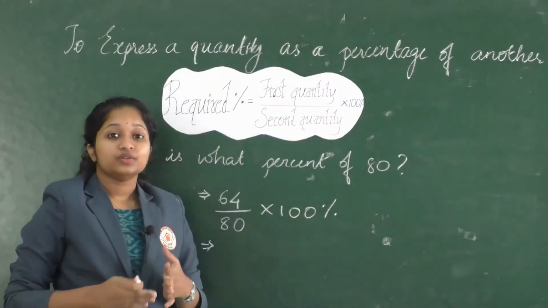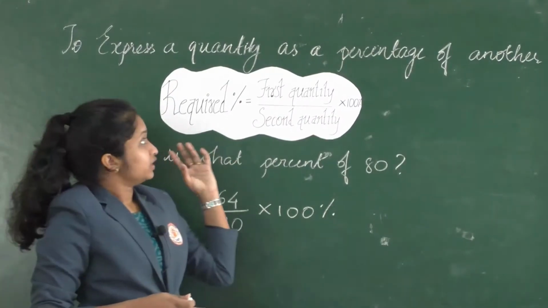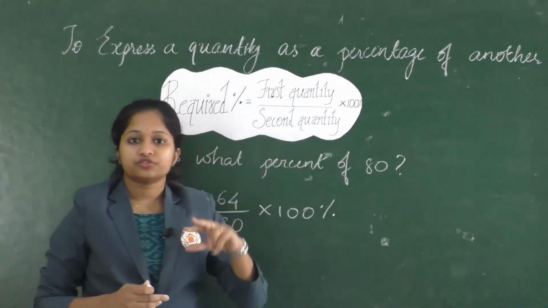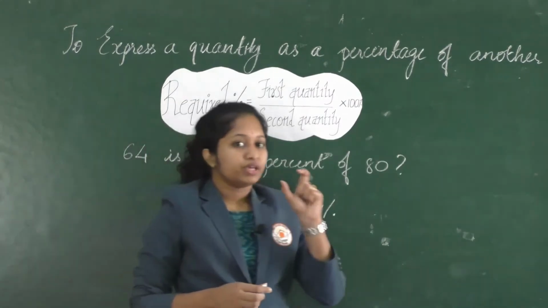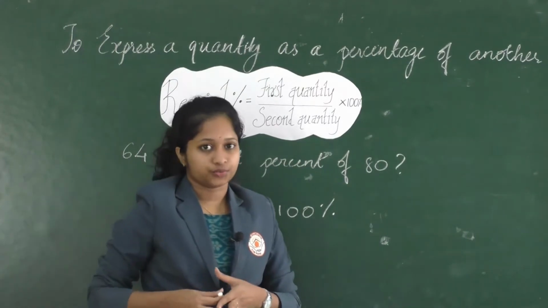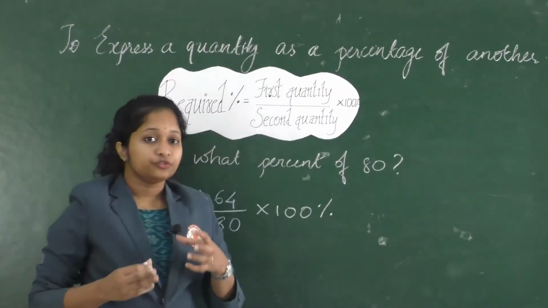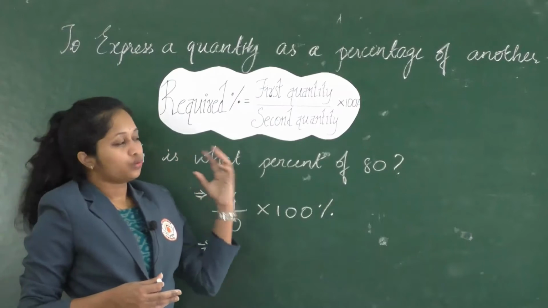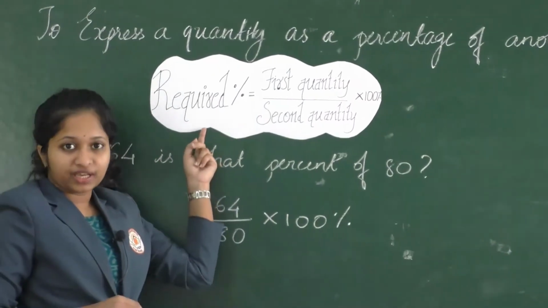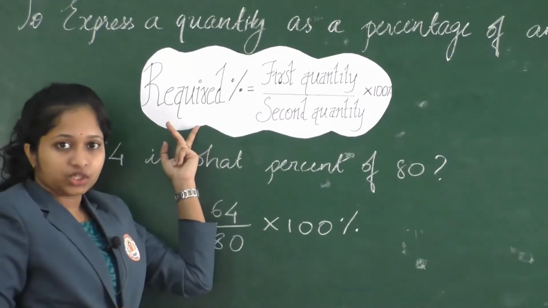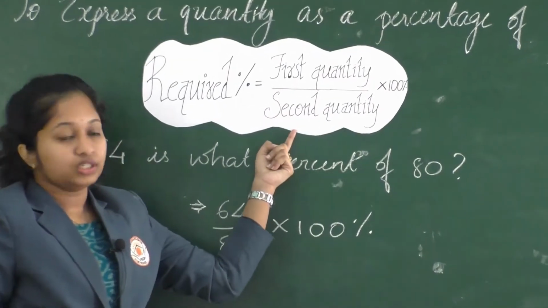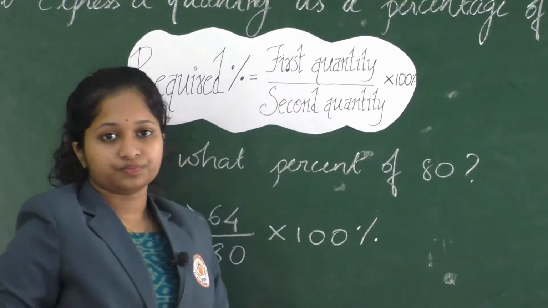So children, now let's see how to express a quantity as a percentage of another. If we have two different quantities, make the units the same and then continue. We have a formula to express a quantity as a percentage of another. The required percentage is equal to first quantity by second quantity into 100%.